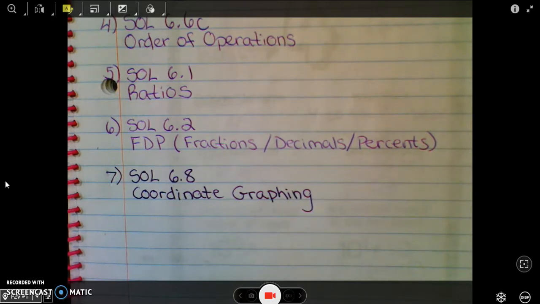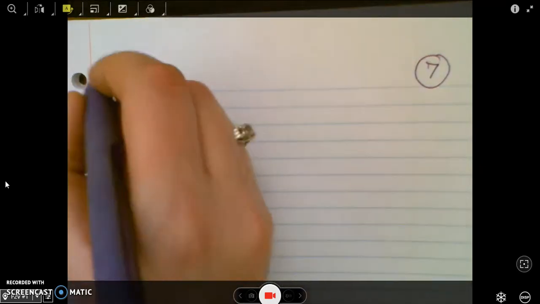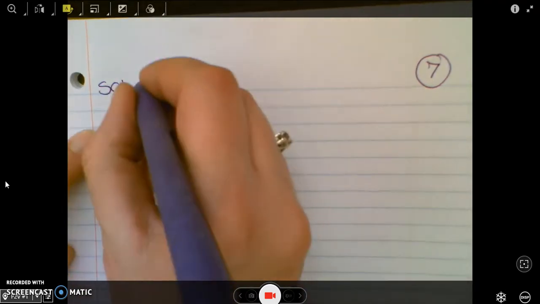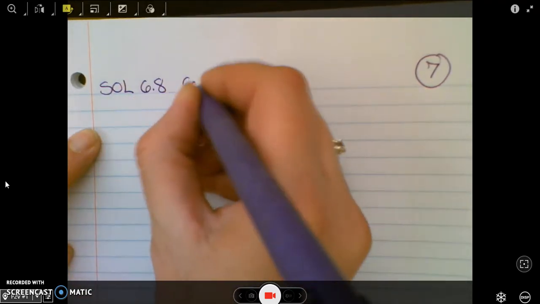Alright, once you have that copied, you're going to flip to the next page of your notes, and we're going to make sure that we start on the right side. For me, I'm already on the right side. I finished off ordering FDP on the left side of my notes, but every time we start a new unit, we want to start on the right side. So we're going to start by putting our number 7 up in the corner and writing our SOL number and topic, SOL 6.8.